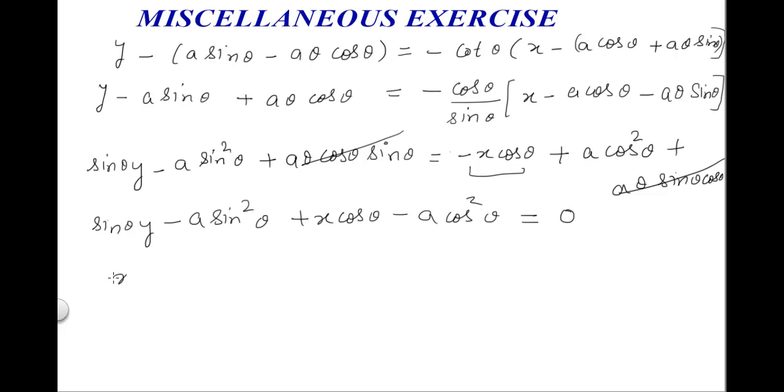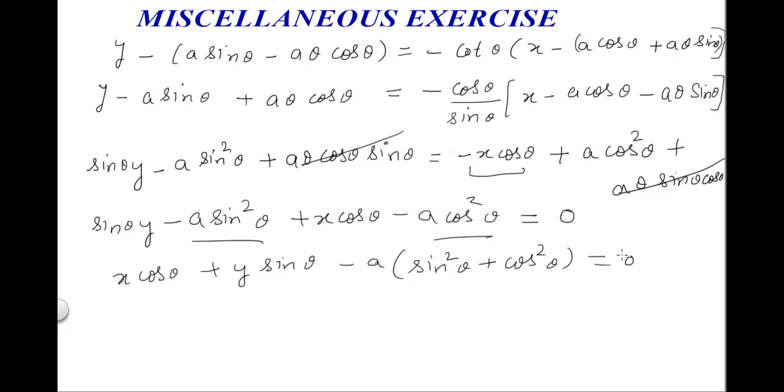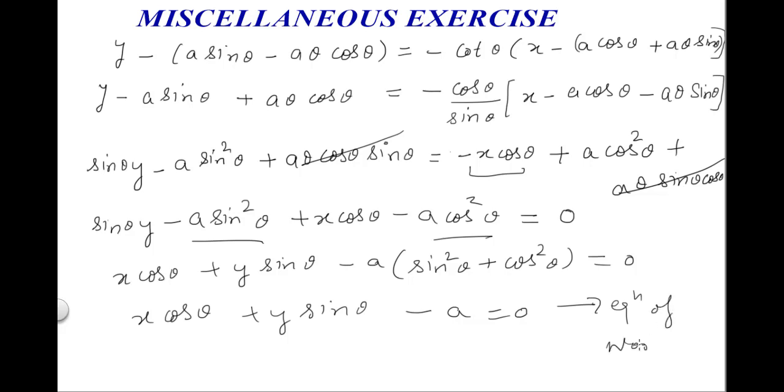Now just see, x cos theta plus y sin theta. If we take minus a common out of this and this term, we are left with sin square theta plus cos square theta inside the bracket, which is equal to 1 only. So we have x cos theta plus y sin theta minus a equals 0. This is our equation of normal.